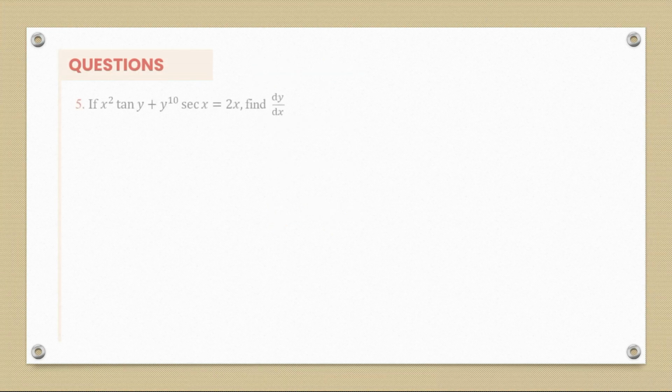Right, so moving on to the next question, we're being told that if x squared tan y plus y power 10 sec x is equal to 2x, find dy dx. Alright, so this is a unique example, and that is because we actually have product rule here and right there. So in this example, we actually have to be very careful.